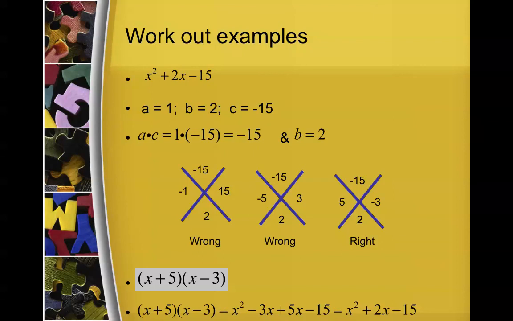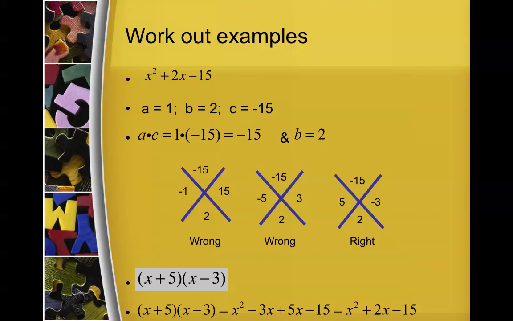And the third combination I have here is 5 and negative 3. So 5 times negative 3 equals negative 15. That is good. So 5 plus negative 3 gives me 2. So this is correct as well. Both conditions are satisfied. So these are the two numbers that I'm looking for. Once I have 5 and negative 3, all I have to do is put them in the parentheses.